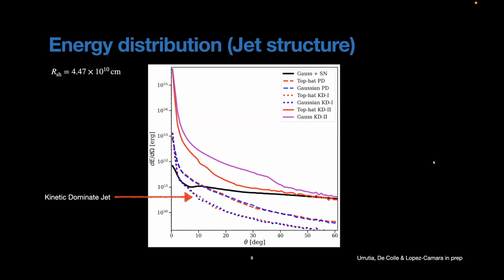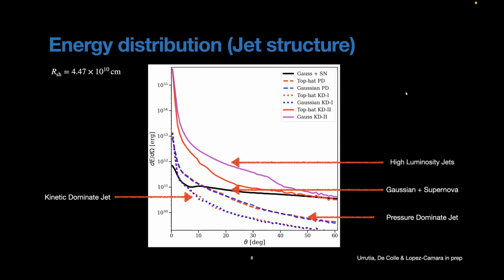Basically, this plot shows that the different structures have a superposition and cannot be distinguished between them. This is the kinetic dominated jet, more collimated. The pressure dominated jet is more expanded. This is the energy of the jet propagating into the supernova, which expends much of its energy during the propagation into the supernova. And this is an interesting case. We performed high luminosity jets with a luminosity of 10^52 ergs. And in this case, the structures can be distinguished between them.